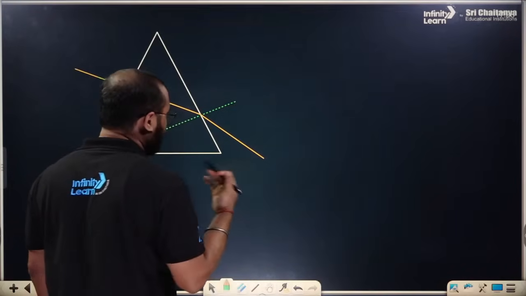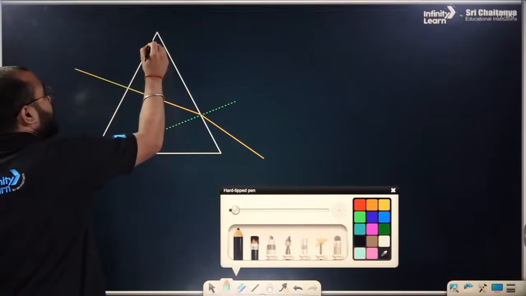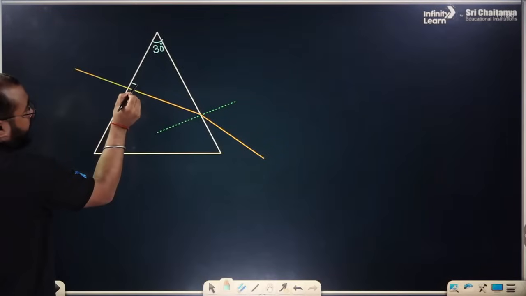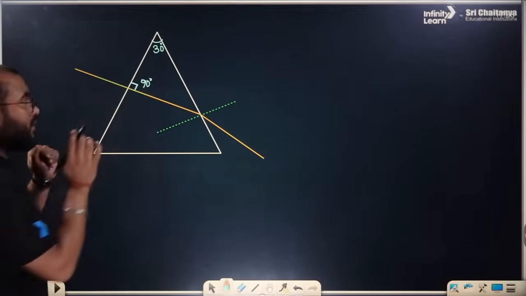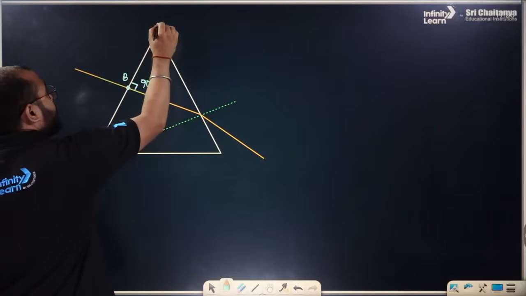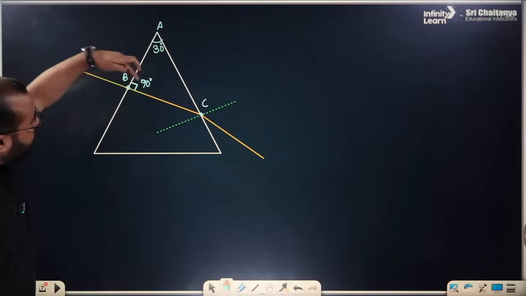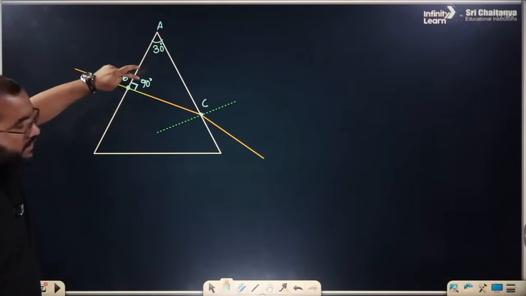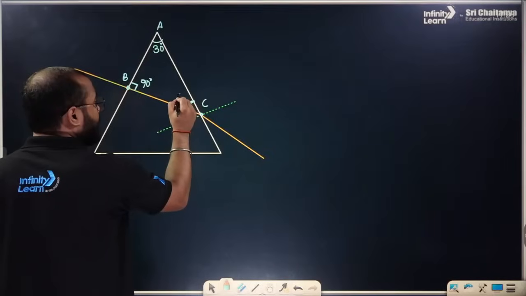What is our approach? We know a few things over here, that this is going to be 30 degree. If this is 30 degree, we can understand that this angle is going to be 90 degree. Now let me name it. This point is B, this is A, and this is C. You can see ABC as a right angle triangle. If it is 30 and 90, this is going to be 30 plus 90, that is 120, and this angle will be 60 degree.